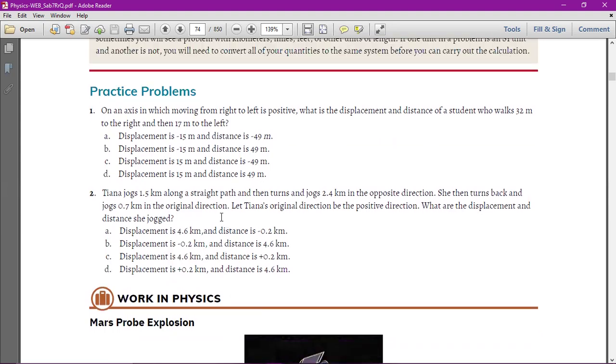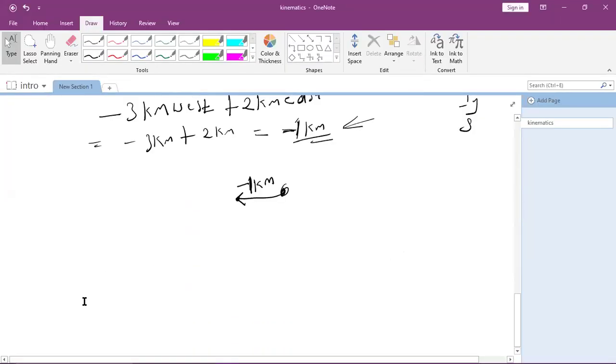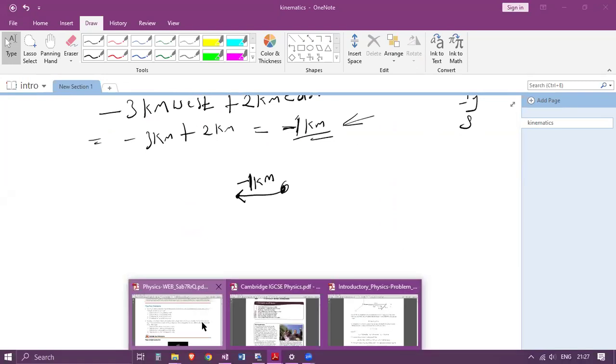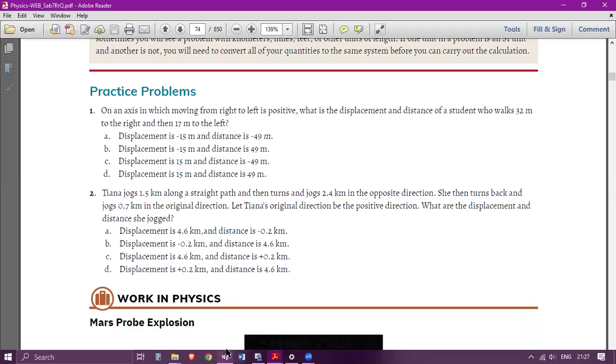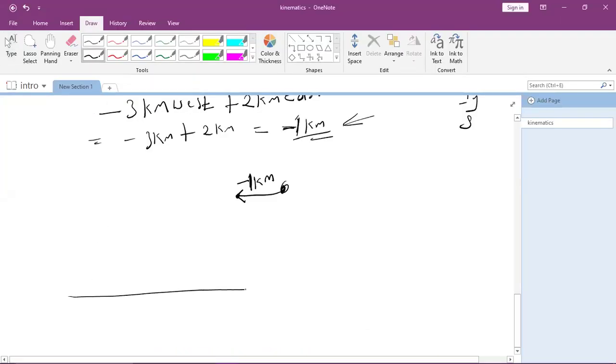Okay. Now, let's pick number 2. We're told that this lady, what's the question again? She jogs 1.5 kilometers in a straight path. Let's take it out. In a straight path. Let me mark out this area. We're done with all this section. Or in fact, let me make a new page.